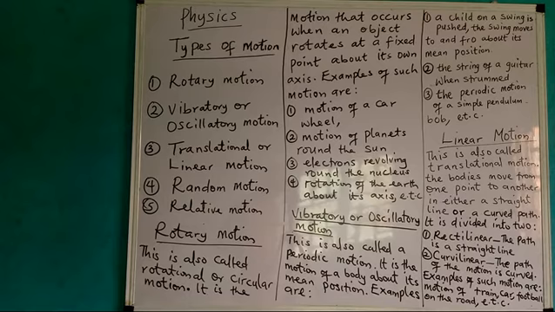Examples of such motion are the motion of a car wheel, a clear example under this type of motion. Another one is the motion of a planet around the sun, which is another good example of a rotary motion. Another one is an electron revolving around the nucleus, while the last one is the rotation of the earth about its axis.